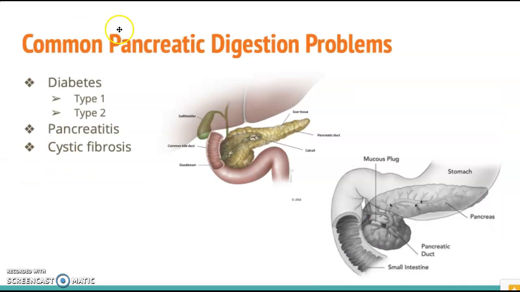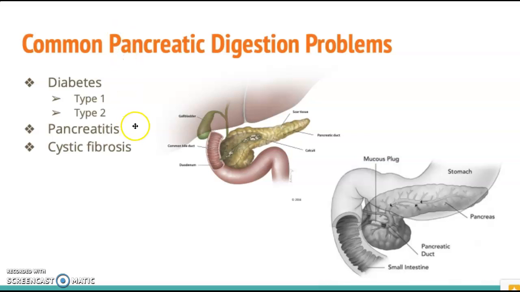And finally, we'll talk about some common pancreatic digestion problems. The first one that we'll be discussing is diabetes, and we've talked about this a lot previously, but we'll mention a little bit here. Type 1, as we've discussed, is an autoimmune disorder where beta cells are destroyed and don't produce insulin, and type 2 produces some insulin but not enough. And this is important in regards to the digestive system because it can actually cause gastroparesis, which is a reduction in the motor function of the digestive system.